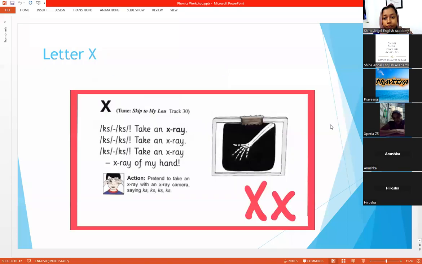Okay, next one is letter X. This one has the combination sound of K and S. So you're having like a camera, right? Take an X-ray. Take an X-ray of my hand.